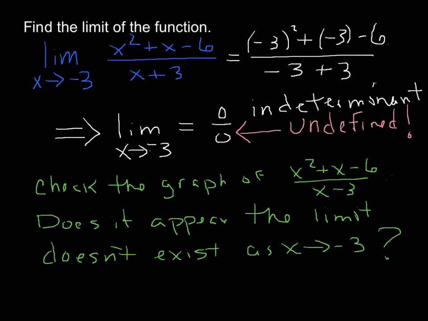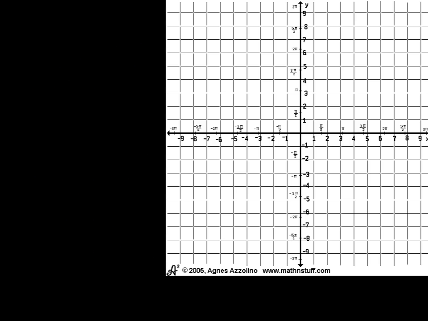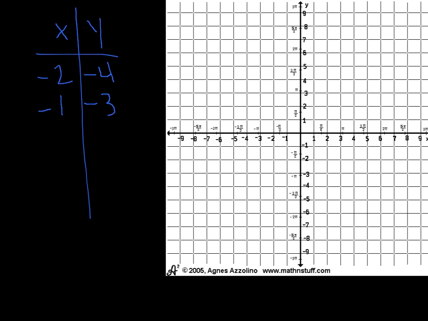And if we look at the graph of the function, we want to see: does it appear that the limit doesn't exist, or does it look like there is a limit according to the graph? So let's make an input-output table for our function. When x is negative 2, we'll find that y is negative 4. At negative 1, we're at negative 3. 0 puts us at negative 2. My mistake. And at 1, we're at negative 1.